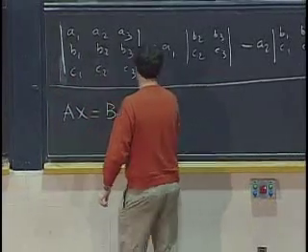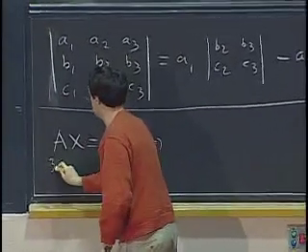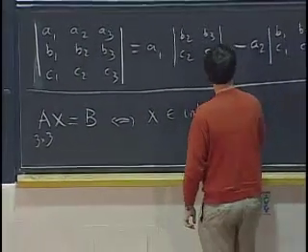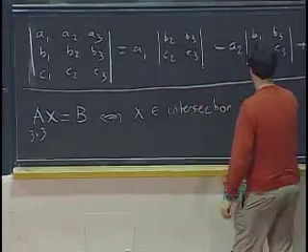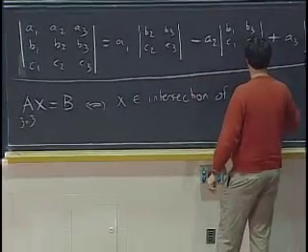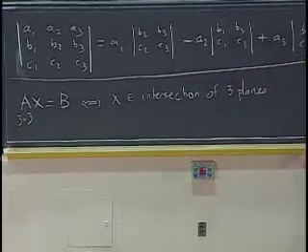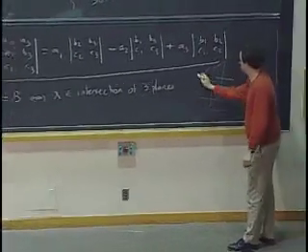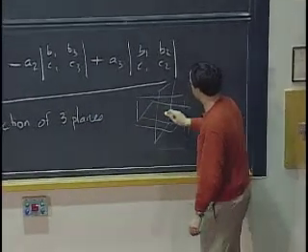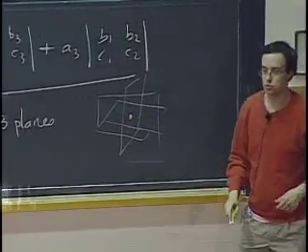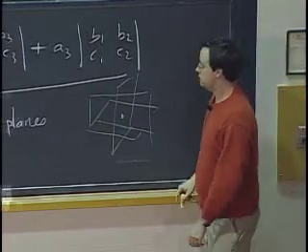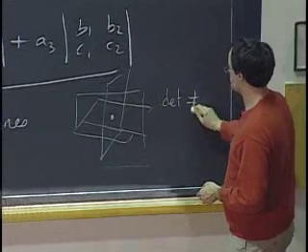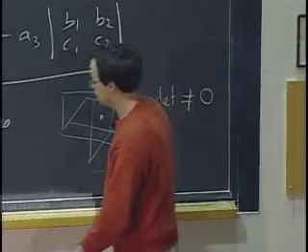AX equals B for a 3x3 system means that X should be in the intersection of three planes. And then we have two cases. The case where the system is invertible corresponds to the general situation where your three planes all just intersect in one point. That's when the determinant is not 0, you get just one point.